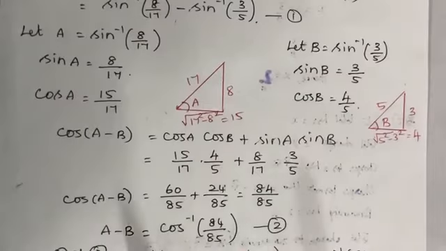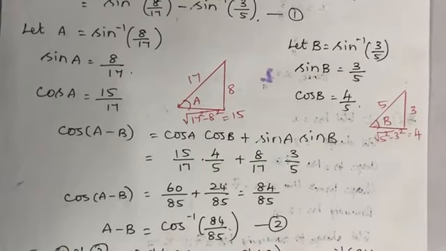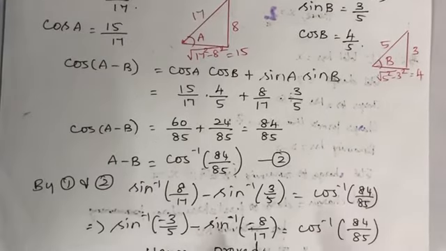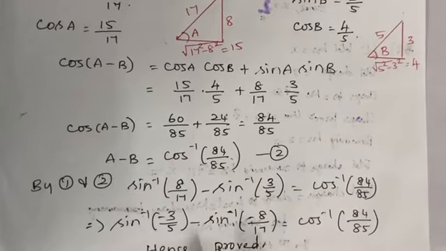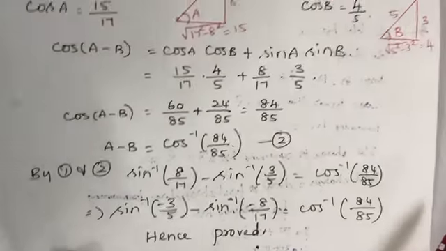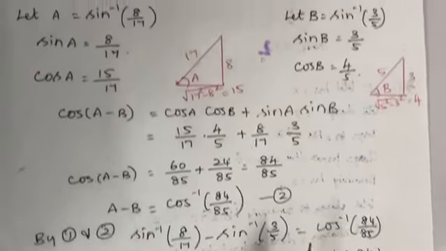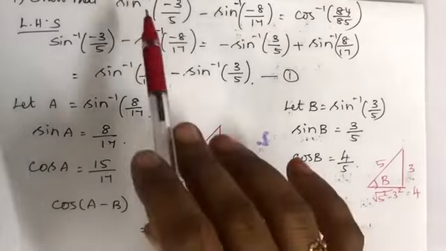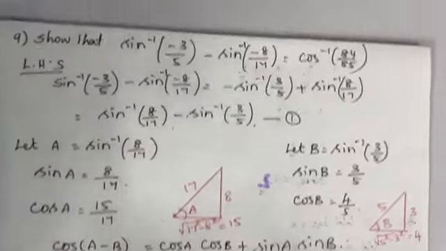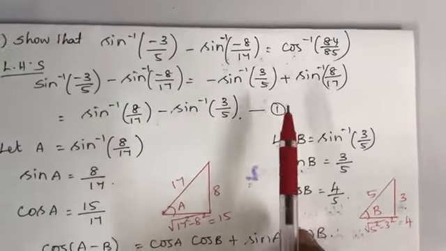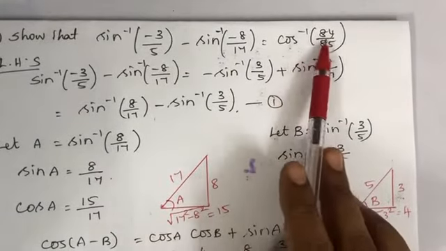So, sin inverse minus 3 by 5 minus sin inverse minus 8 by 17, and that is our cos inverse of 84 by 85. Hence, we have proved the result. Once again, sin inverse minus 3 by 5 minus sin inverse minus 8 by 17 is equal to cos inverse of 84 by 85.